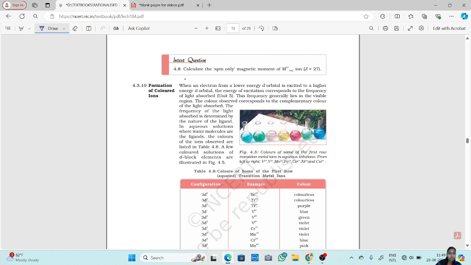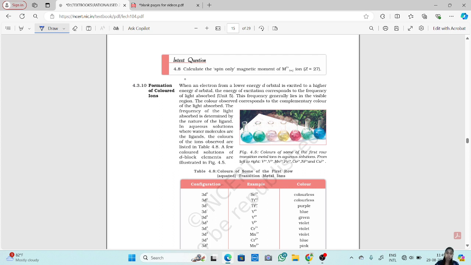Now, formation of colored ions. Transition metals have the ability to show colorations; they show various colors. A basic example is copper sulfate solution. I hope all have seen copper sulfate solution. It is blue in color. So copper is the one which is giving it that blue color. Now, when an electron from a lower energy d orbital is excited to a higher energy d orbital, the energy of excitation corresponds to the frequency of light absorbed.